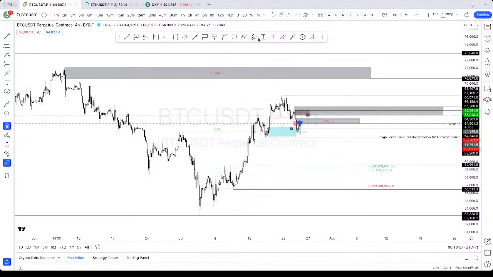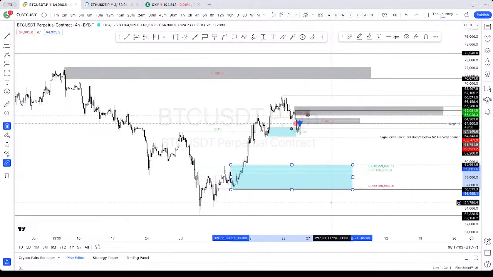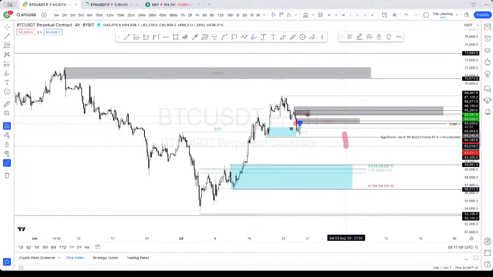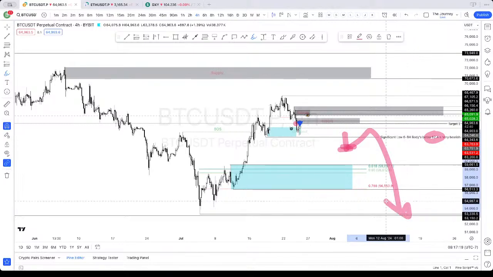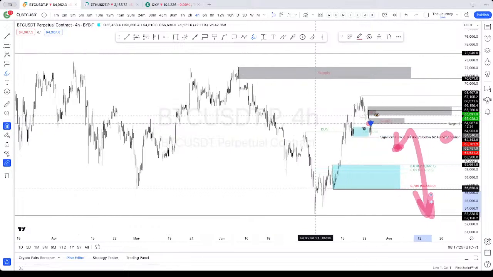I am not even particularly in love with this demand range that has golden pocket slash 786 in it. For me, a significant loss of this low, especially candle bodies at 62.4 or so, and like 6 to 8 hour candle bodies down there, and I just feel like we're headed all the way back down. I really do.